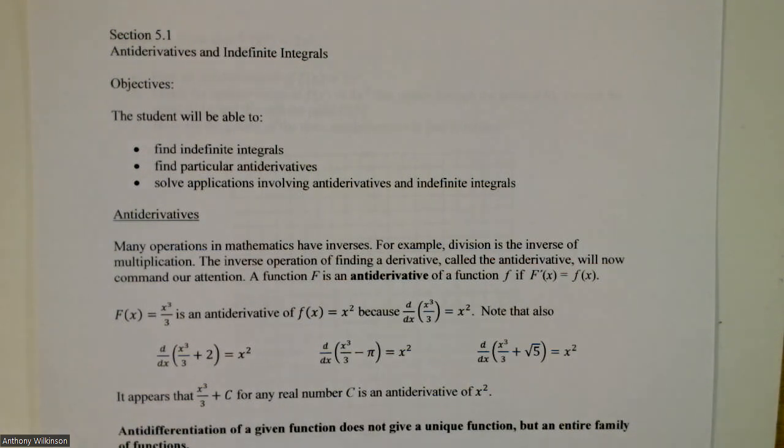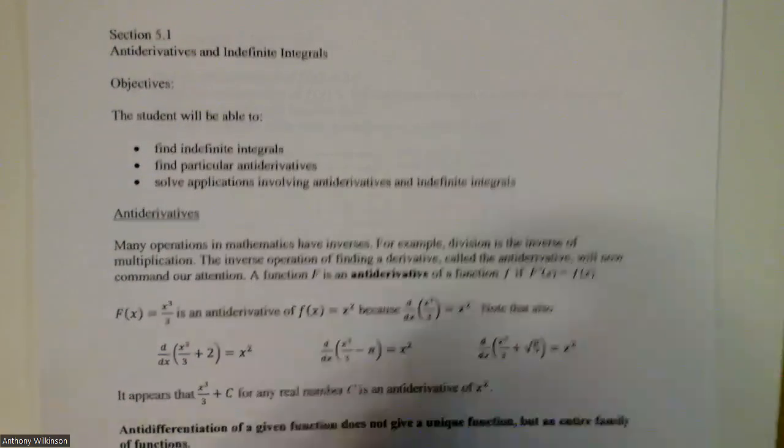Okay. So here, many operations in mathematics have inverses. For example, division is the inverse of multiplication. The inverse operation of finding a derivative, called the antiderivative, will now command our attention. So a function called capital F is an antiderivative of the function f if capital F prime of x is equal to f of x.